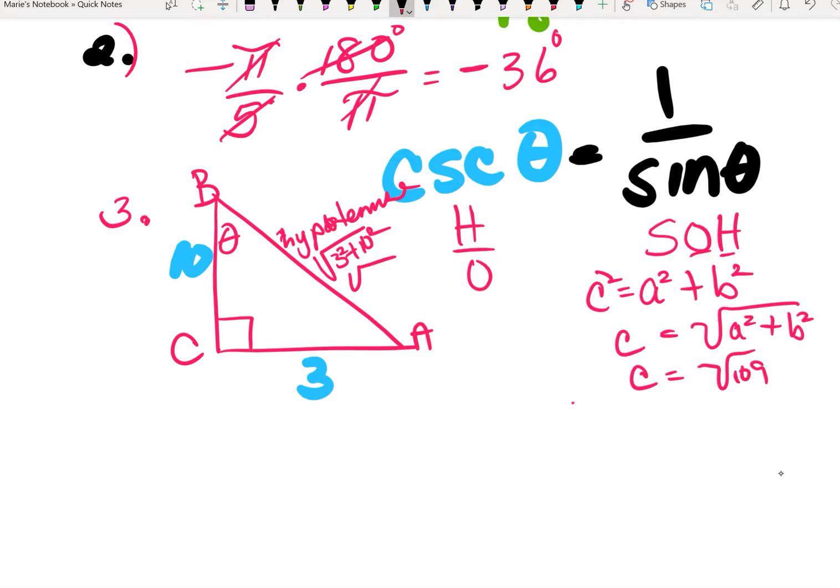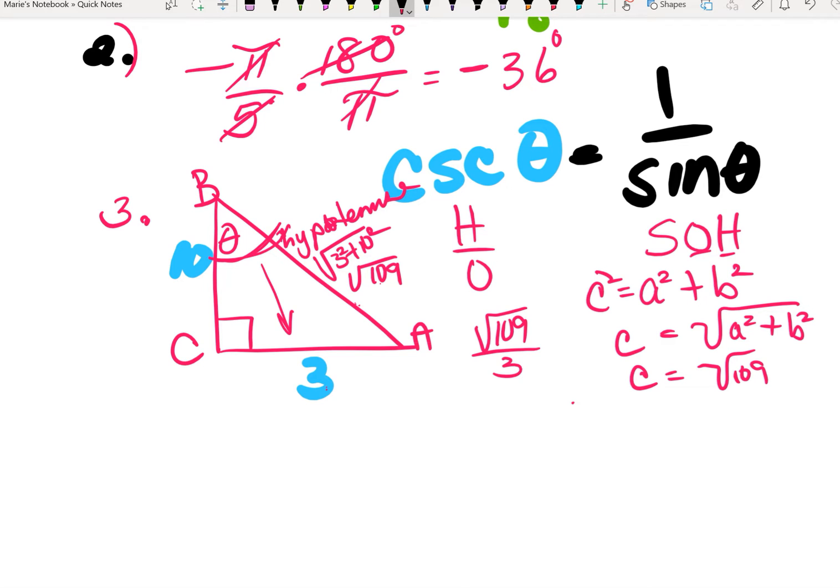Okay, so now that we know that this is the square root of 109, we're going to apply our ratio. And so our ratio would be hypotenuse over opposite. If I'm looking at theta, this is the hypotenuse. Its opposite is over here. This is the opposite for theta. So your answer would be square root 109 over 3.